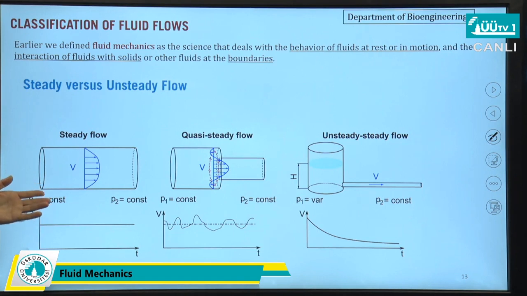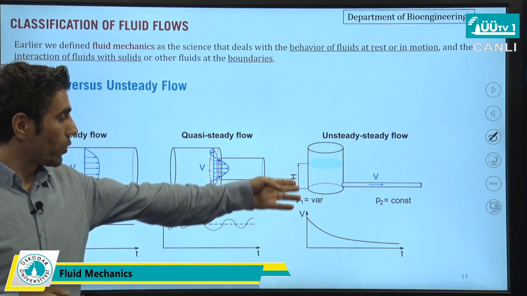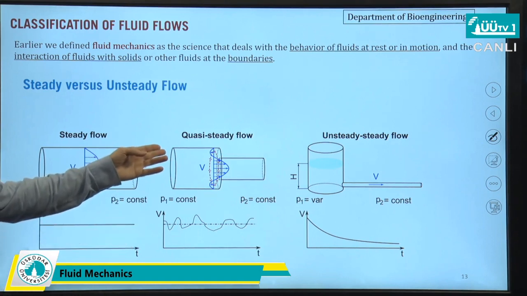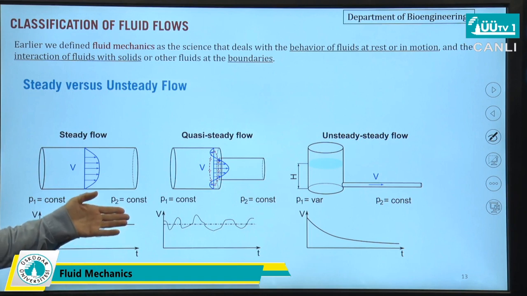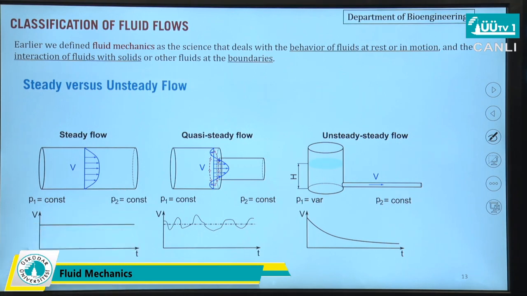For example, this type of flow is called steady flow, as you can see here, the flow of a fluid inside a pipe. The velocity is fully developed, and we can see that the velocity or average velocity does not change with time. In the case of unsteady state flow, as you can see here, the flow of water from a reservoir, the velocity will change with time. And there is another flow called quasi-steady state flow. This flow behavior will change with time, however its change is a kind of oscillation with time. So that's why we call it quasi-steady flow.